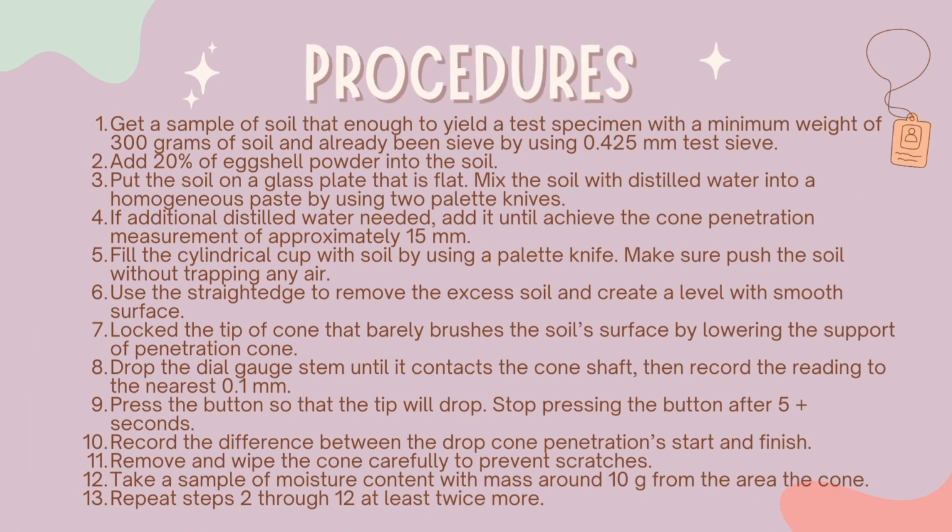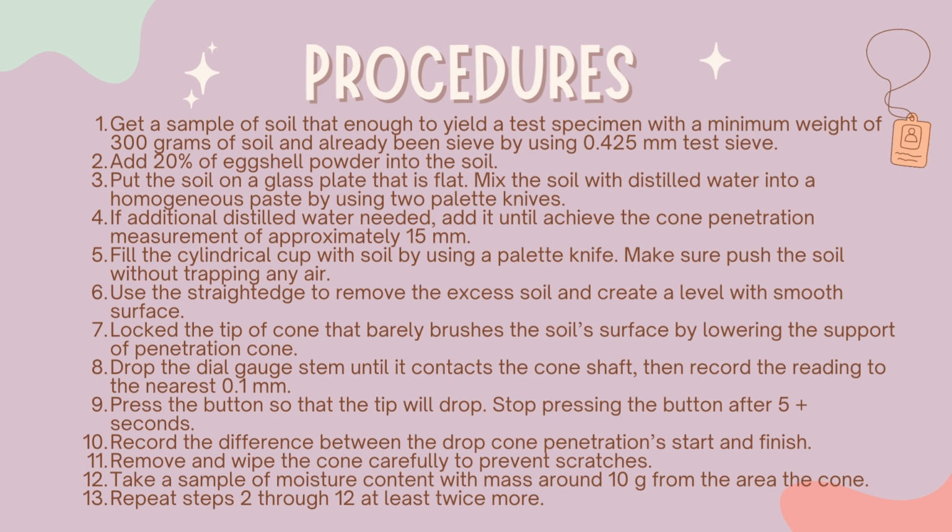So for the procedure, get 300 grams of soil that has already been sieved using a 0.425 mm test sieve. Add 20% of eggshell into the soil. Put the soil on the glass plate and mix it properly with distilled water using the palette knife. Mix it until it becomes a homogeneous paste. If additional distilled water is needed, add it until achieving a cone penetration measurement of approximately 15 mm.